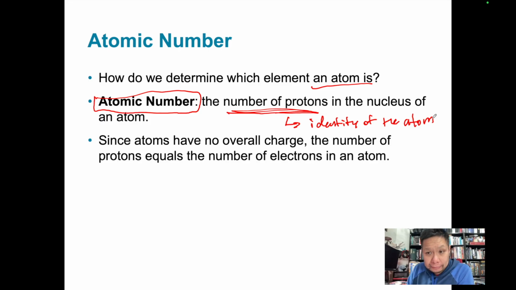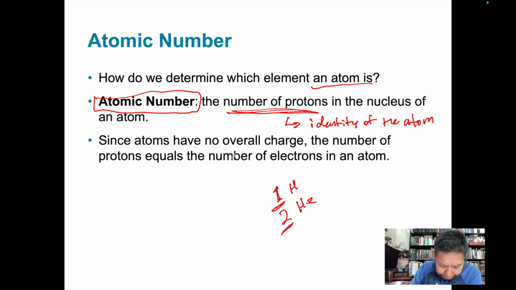Meaning every different atom has a different number of protons. So if your atomic number is 1, or you have 1 proton, that makes you hydrogen. If you have 2 protons, that makes you helium, and so on on the periodic table. So the atomic number, or the number of protons, identifies the atom. Changing the number of protons changes the atom.